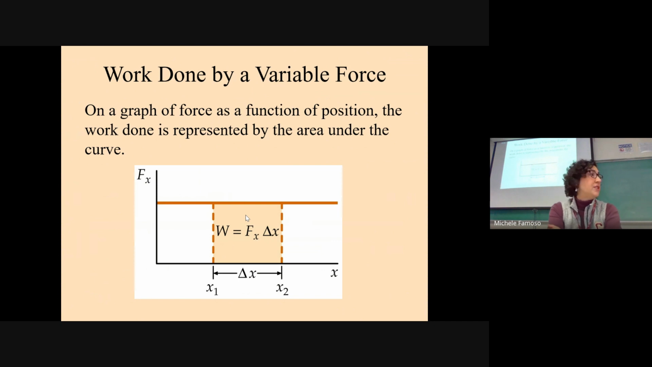Now, this is where we start to get into the calculus piece of things. When you have a force that's variable, meaning it changes over time and is therefore a function of the position of the object, the work that's done can be found by looking at the area under the force versus position graph. So that shaded area on that graph represents the work done by force F as it moves from x1 to x2.